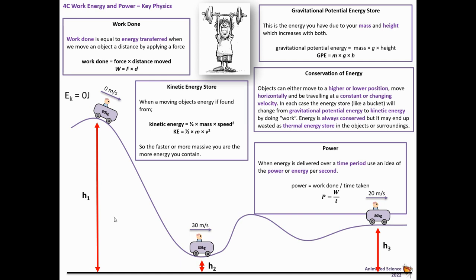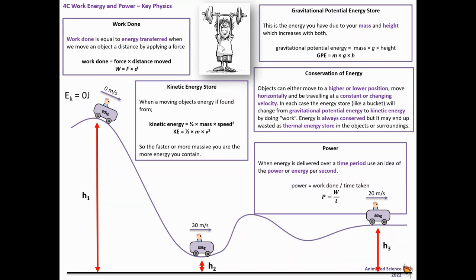Okay, so it's the iGCSE intro slide. So we're looking at section 4C, work, energy, and power. Key physics then, we have work done. Work done is equal to energy transferred when we move an object a distance by applying a force. So the work done will be force times distance.